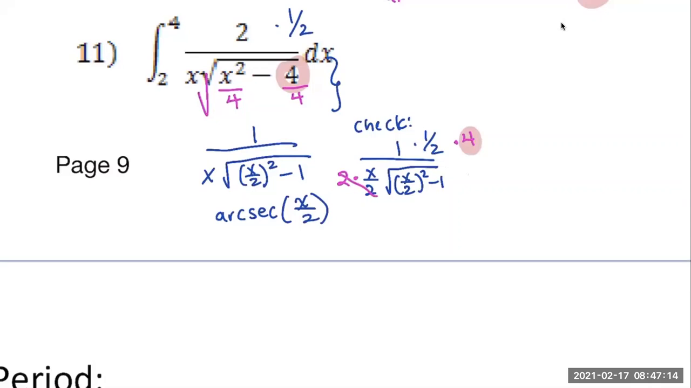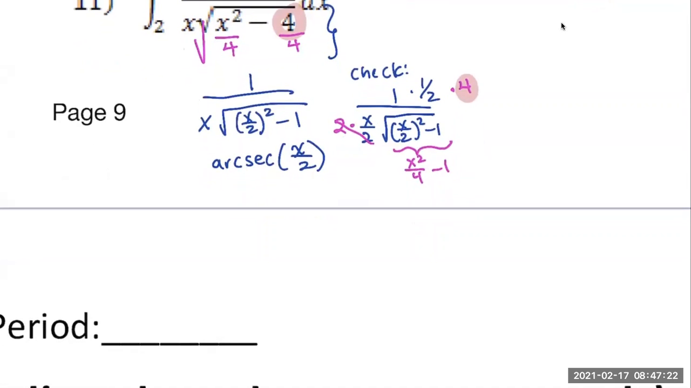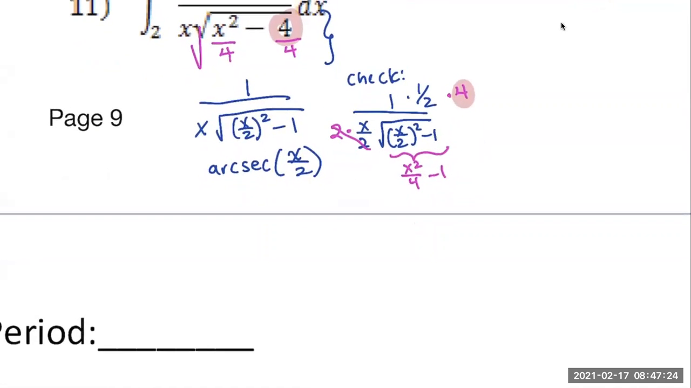And then let's think about what happens here. If you guys square everything out, you really have x squared over 4 minus 1. If you factored out a 1/4 from that expression, you get x squared minus 4. Okay, and then this is all inside the square root. What's the square root of 1/4? The square root of 1/4 is 1/2.